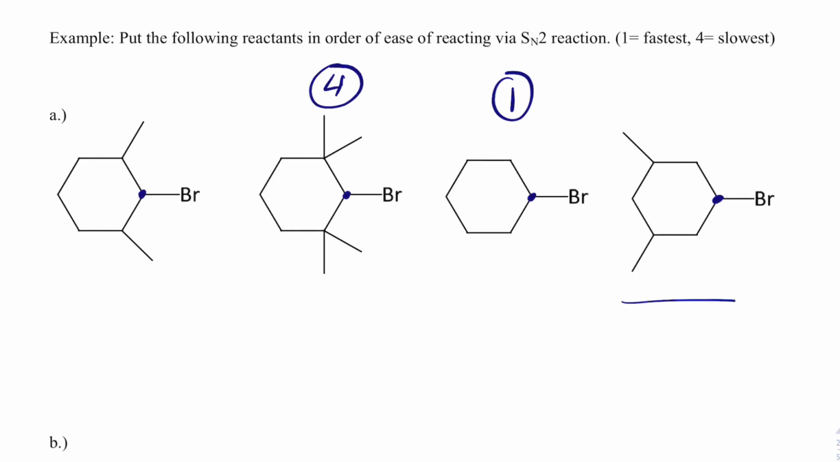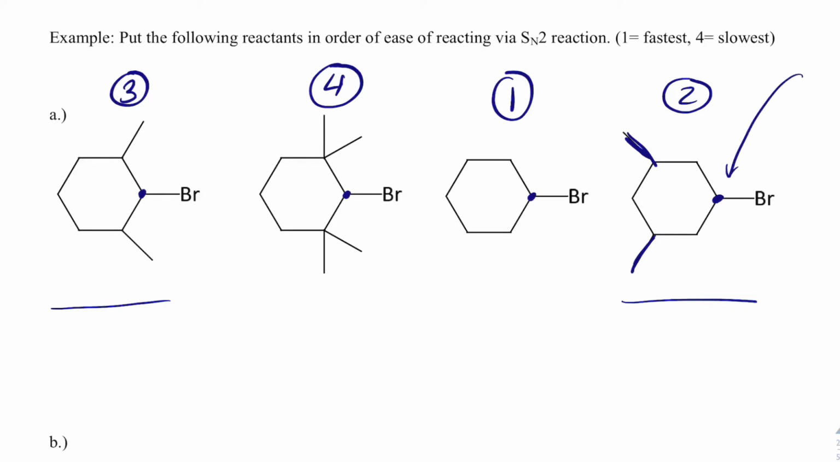And then between our right bromine carbon group and our left bromine carbon group, I would say number 3 is just a little bit slower than number 2 because those methyl groups are one more carbon away from that bromine. It makes it easier for our nucleophile to attack with those methyls further away.